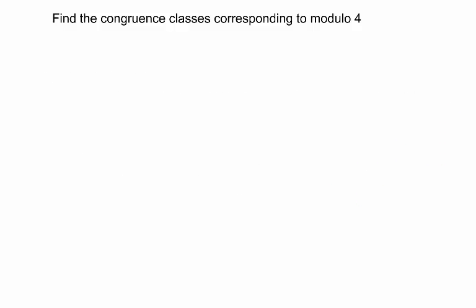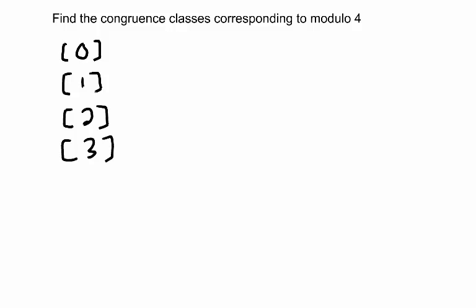When creating our congruence classes, we are restricted to using 0, 1, 2, and 3. If we were working with modulo 6, we would use 0, 1, 2, 3, 4, and 5. If we were working with modulo 2, we would only use 0 and 1 to create our congruence classes.